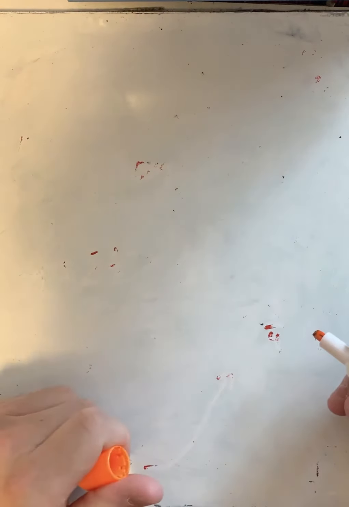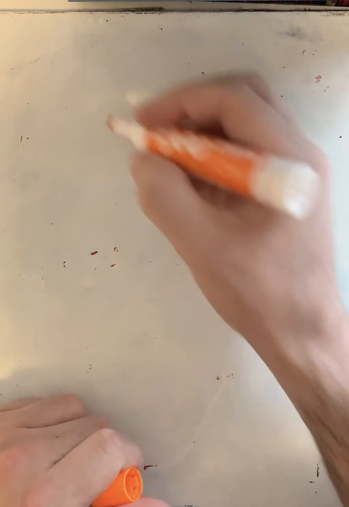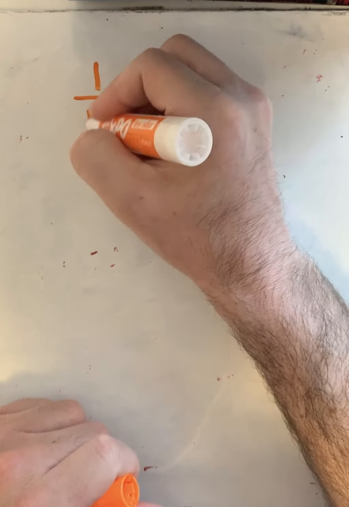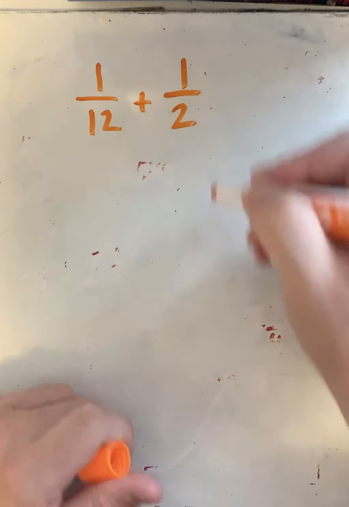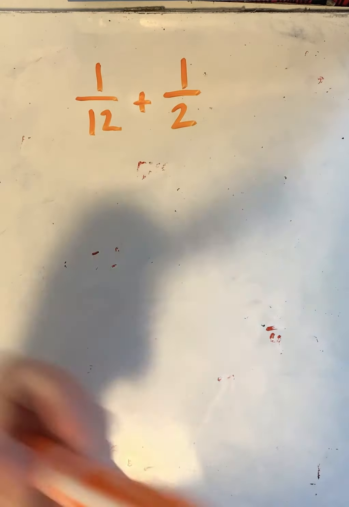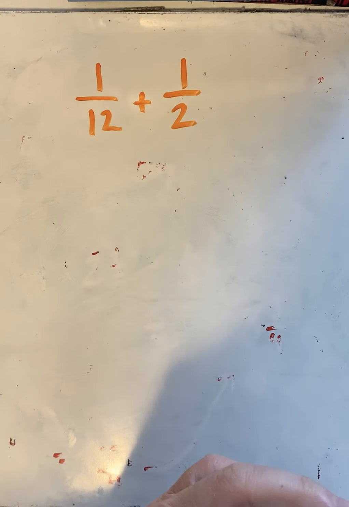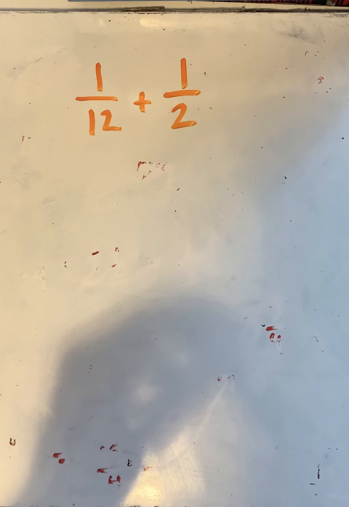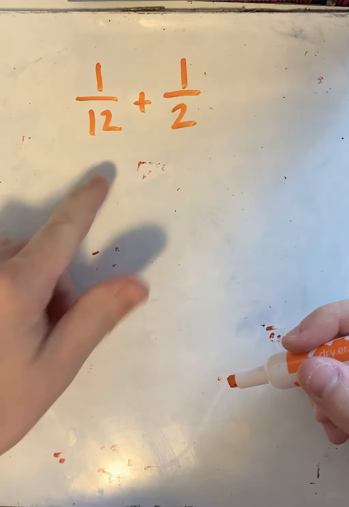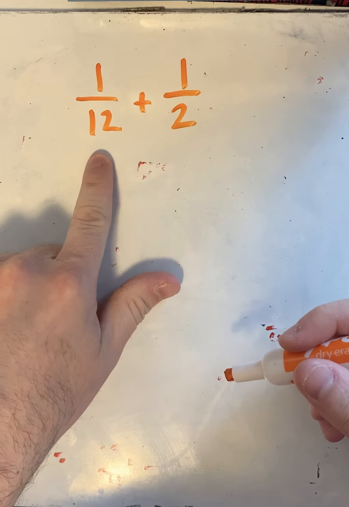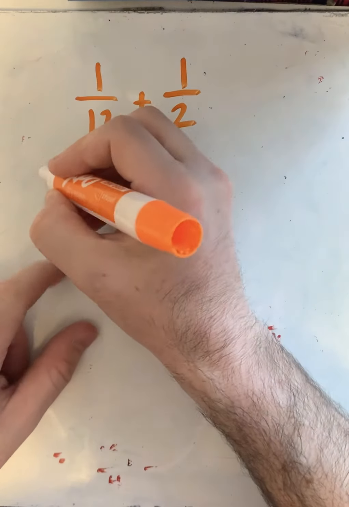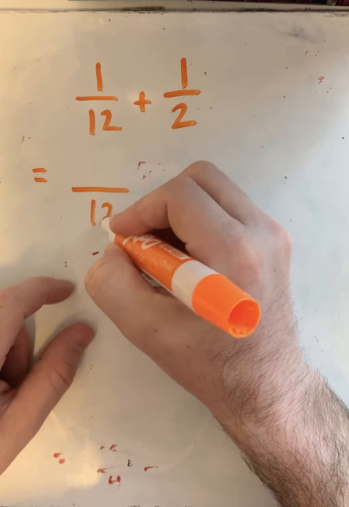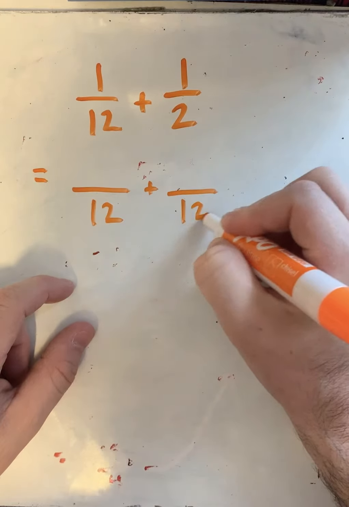Let's say I've got 1/12, and I'm going to be adding 1/2. So step 1, figure out which is the lowest common denominator that both of them will go into. So I've got 12. I want to count up by 12. So 12 goes into 12. Does 2 go into 12? Yeah. So I know that then the next line will have a 12 here and a 12 here.